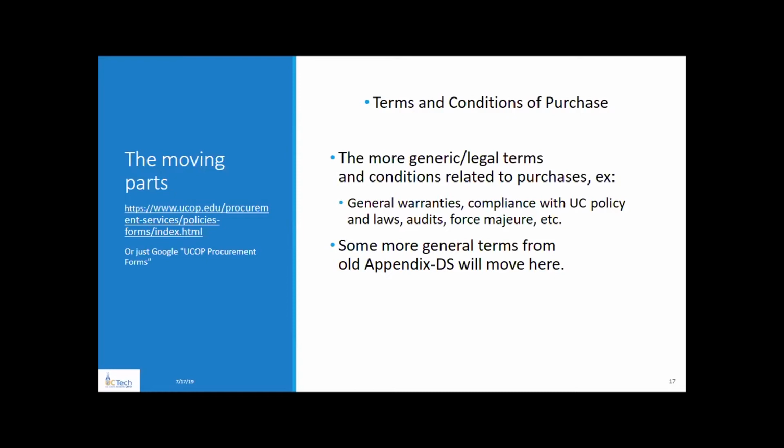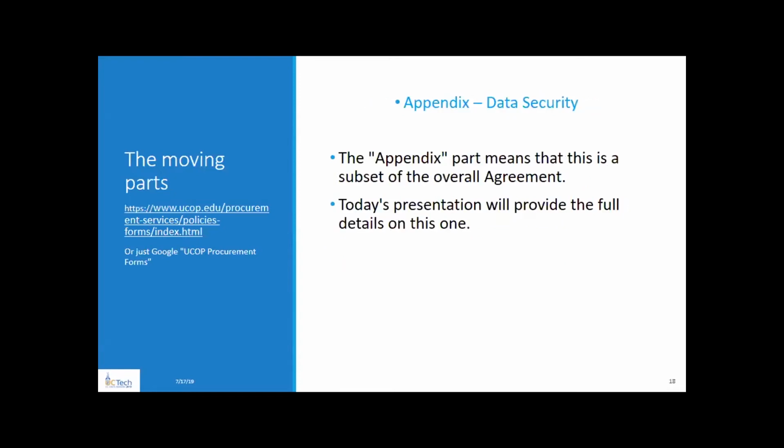But because these all interplay, and because this is supposed to be more generic, in the process of revising Appendix DS, we came to see that certain clauses were actually fairly generic and not specific to security. So some of those will be moving into the terms and conditions. And so Appendix DS is being revised in parallel with the terms and conditions, and in parallel with the business associate agreement, which I'll get to in another slide.